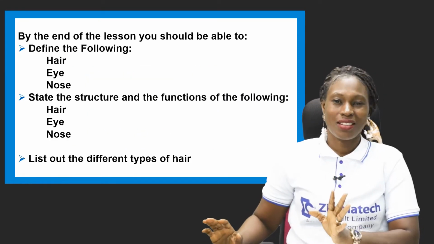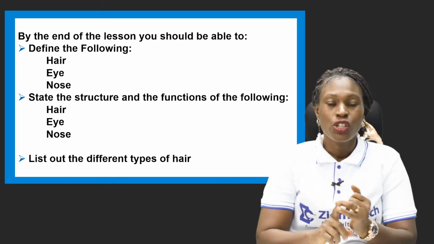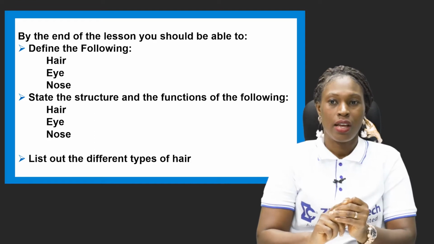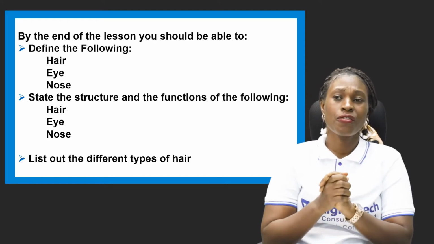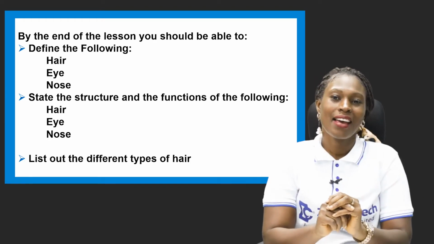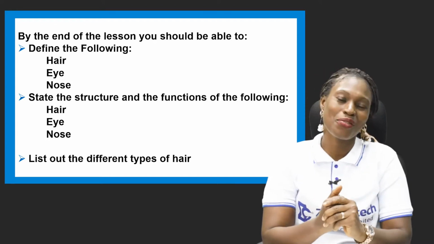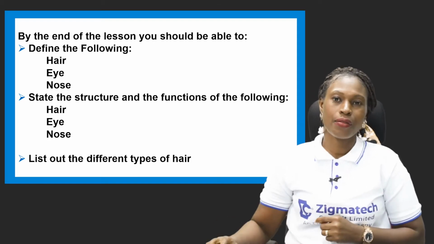By the end of this class, you should be able to define the hair, the eye, and the nose, and also state the structure and the functions of the hair, the eye, and the nose. Also, you should be able to list out the different types of hair that we have.